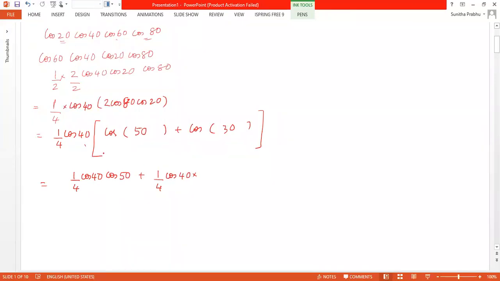I'm just opening the bracket, right? Yes, sir. Cos 30 is how much? 1 by root 2. Hey. Oh, 1 by 2. Okay, so it's root 3 by 2. Guys, are we doing it correctly? Yes, sir.